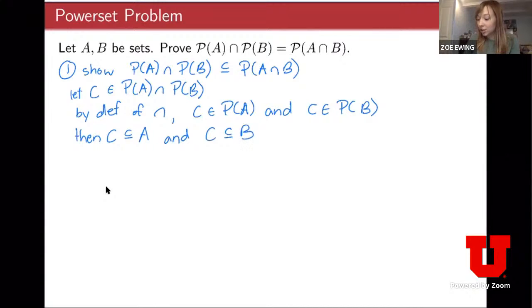All right, so if C is a subset of both of these sets, then that means C is a subset of the intersection of these sets. And that's by definition of intersection again. All right, and if C is a subset of the intersection of these sets, what does that tell us?